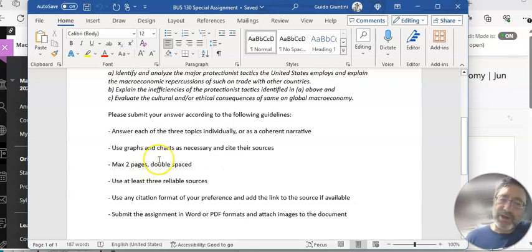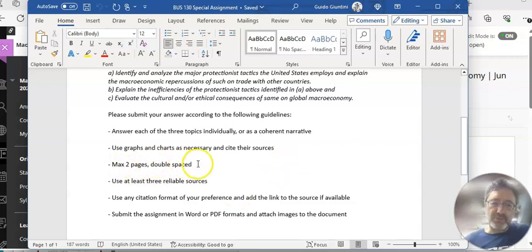Then you can use graphs, charts, whatever you want to use, but you have to cite your sources wherever you take them from. If you don't make the graph and you're taking it from a publication, just put the graph in and cite where it comes from, right? It's not a big deal. It happens all the time. You don't need to create all your own graphs at this level. You can use somebody else's graph as long as it's pertinent.